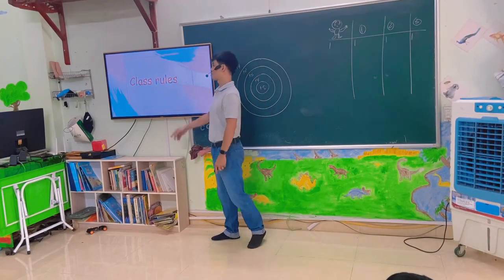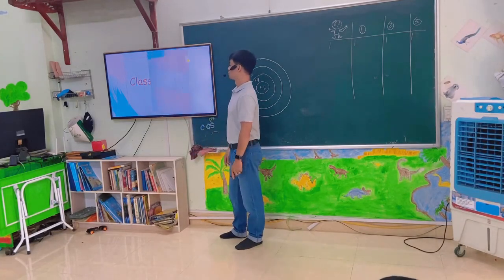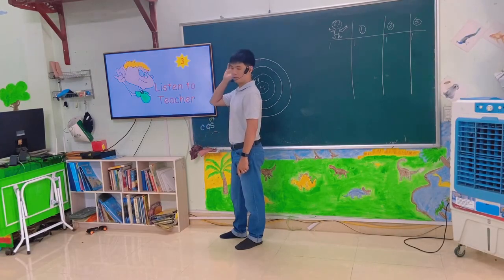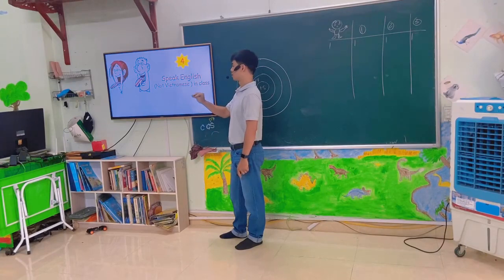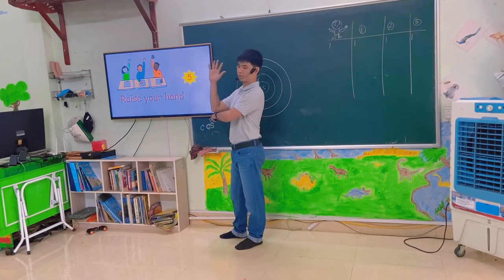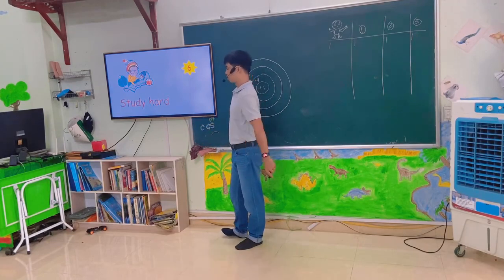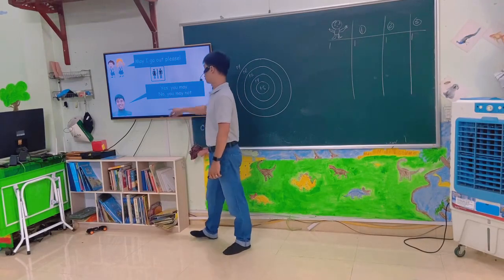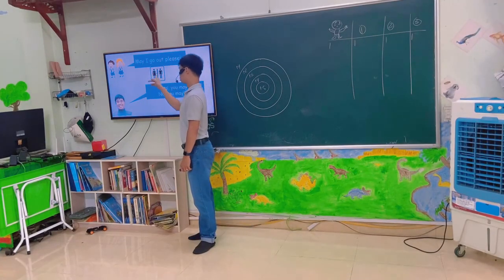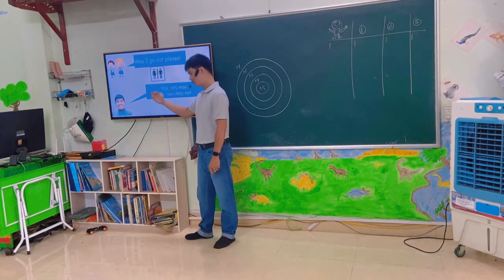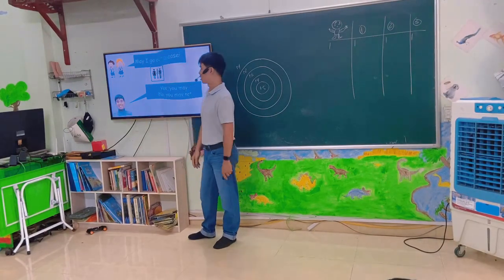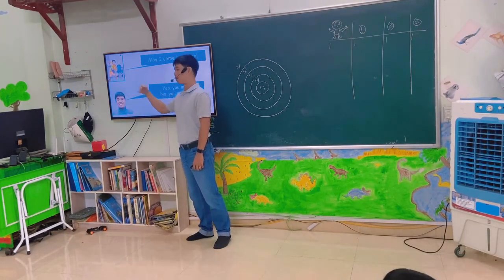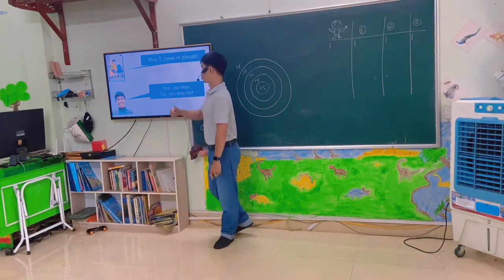Classroom rules. Language in the class, okay? If you want to go out, like go to the toilet, you say, "May I go out?" And if you want to come in, you say, "May I come in?" Let's say it one time. May I come in? Okay, very good.